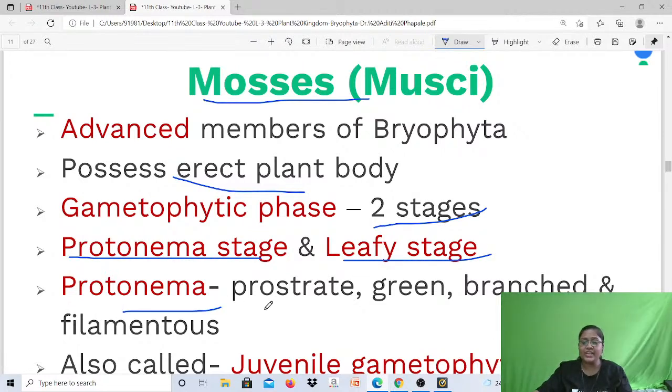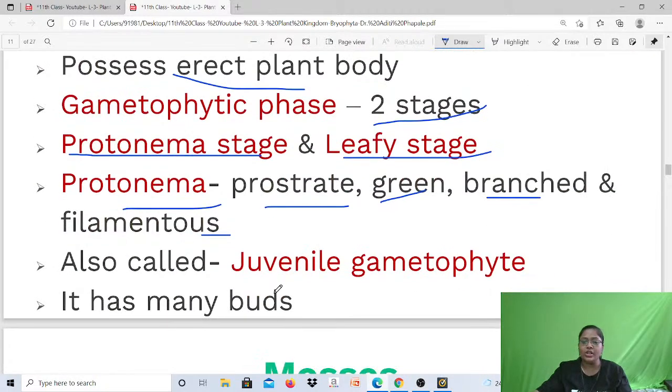The protonema stage is prostrate, that means parallel to the ground, green in color, branched and filamentous. It is also called the juvenile gametophyte, and it has got many buds. So the protonema stage, also called the juvenile gametophyte, is prostrate, green, branched, filamentous and with many buds.